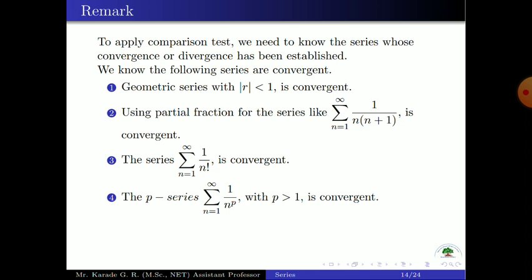The p series summation 1 upon n raised to p, with n from 1 to infinity and p greater than 1, is convergent. The p series summation 1 upon n raised to p, n running from 1 to infinity with p greater than 1, is a convergent series. The p series is convergent, that we know.